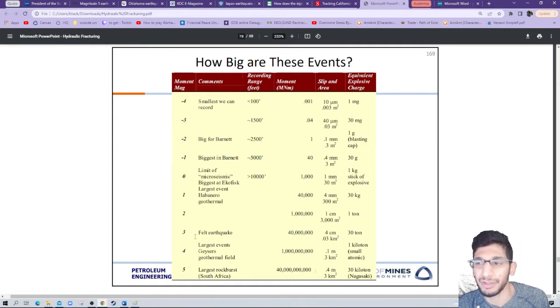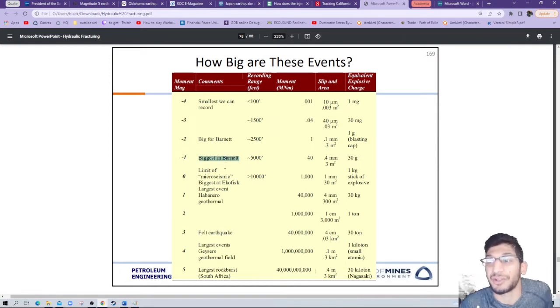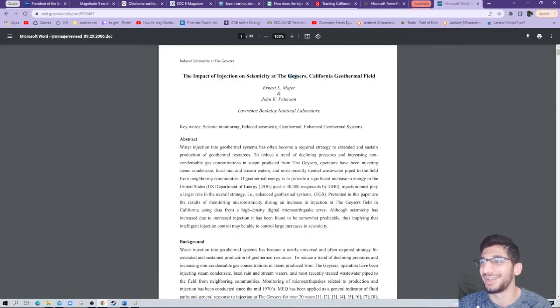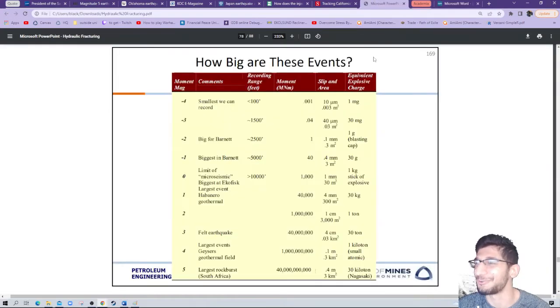And that causes a magnitude of -2, which you would not feel. When do you start feeling it? Around 3. So here you would not feel it. It's irrelevant. Here is the biggest in Barnett. So this is the biggest hydraulic fracturing event recorded, at a -1 magnitude. So still not felt. Here is the issue down here. It's the Geysers, sorry, in California, and it is the largest event at a field. So you'd say, aha, gotcha, look at that. But here's the thing here. So Geysers, impact of injections, seismicity. So you see the issues with injection.